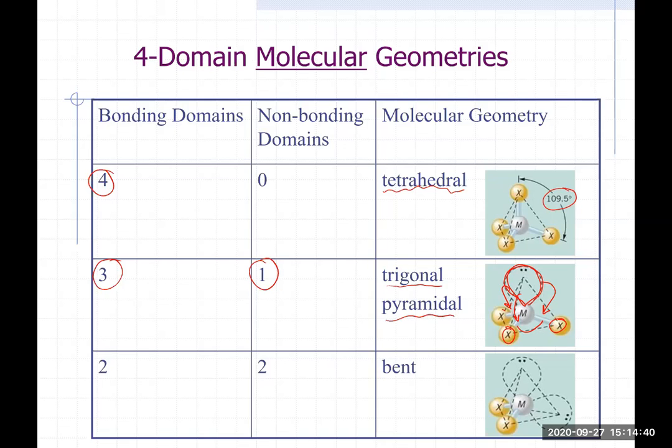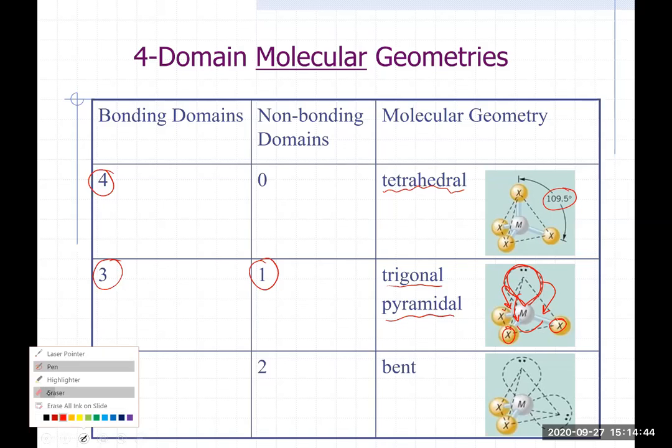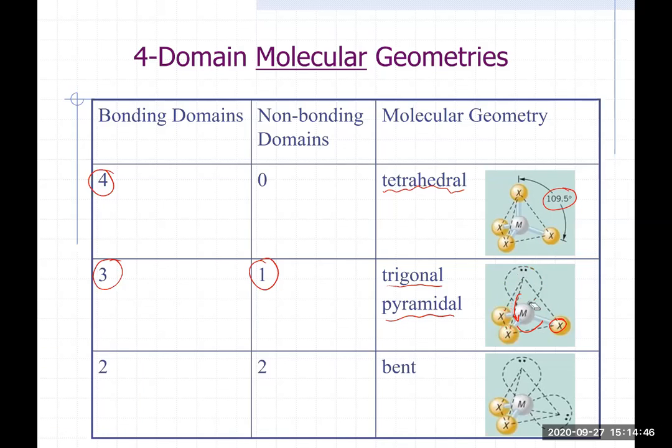Notice that this structure, and I'm going to erase a lot of this so that we can look at this structure again, notice that the bottom of this structure looks like a pyramid. That's why it's called trigonal pyramidal, because that structure looks like a pyramid. And there are 3 atoms there, so trigonal pyramidal.